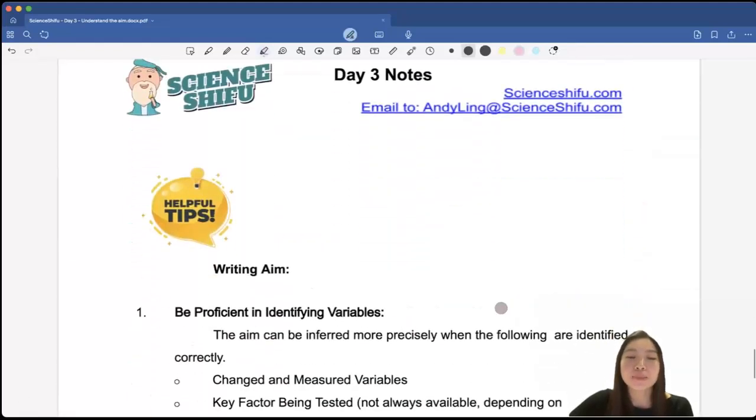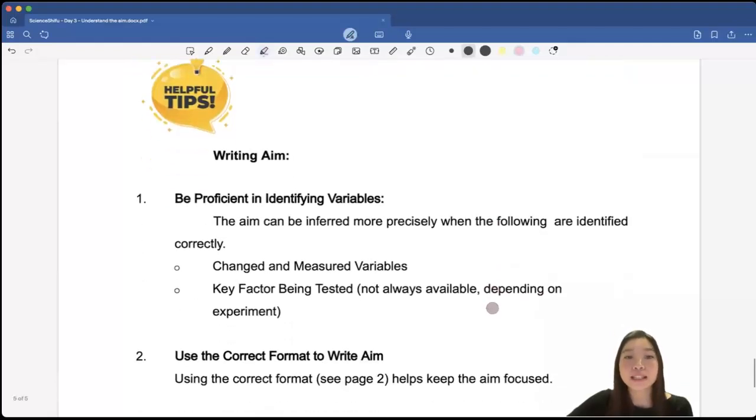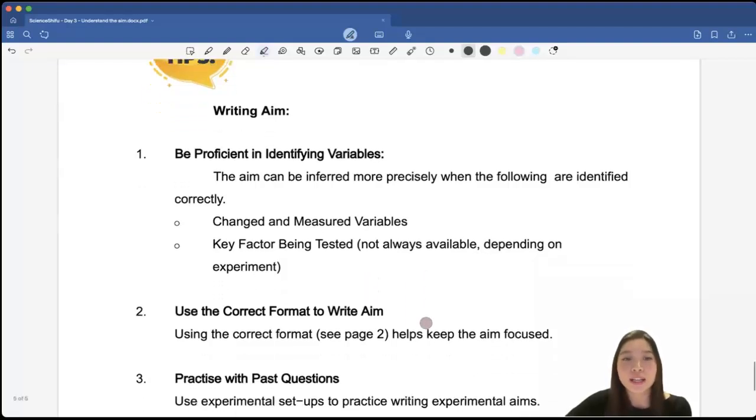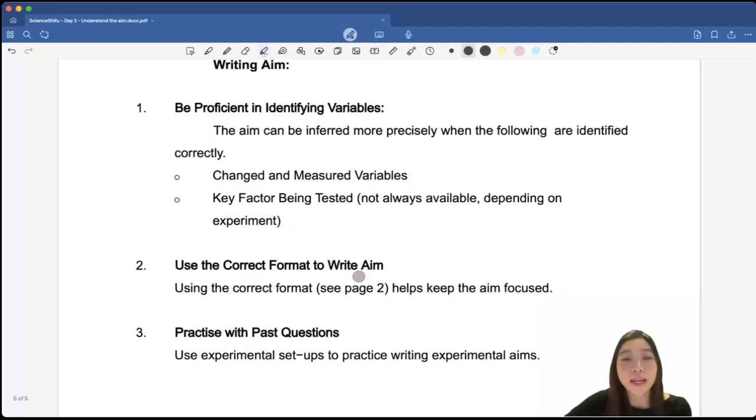So some helpful tips for writing the aim of the experiment. Firstly, identify accurately which is the change variable and which is the measured variable. Based on this information, infer the key factor that is being tested. Definitely this would require more practice and more learning for students to be more confident in conquering these forms of questions. And also to use the correct format to write the aim, which is the answering technique that will be gone through and reinforced in our weekly lessons.